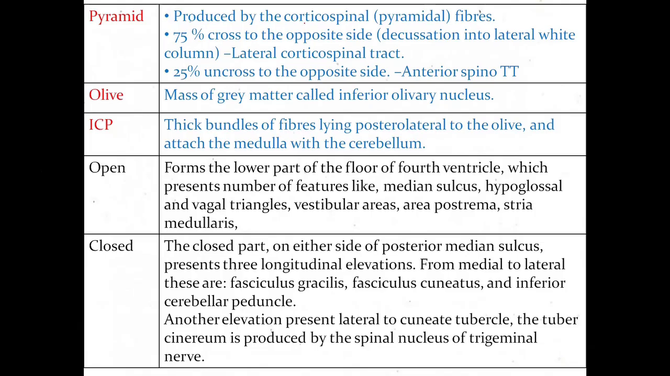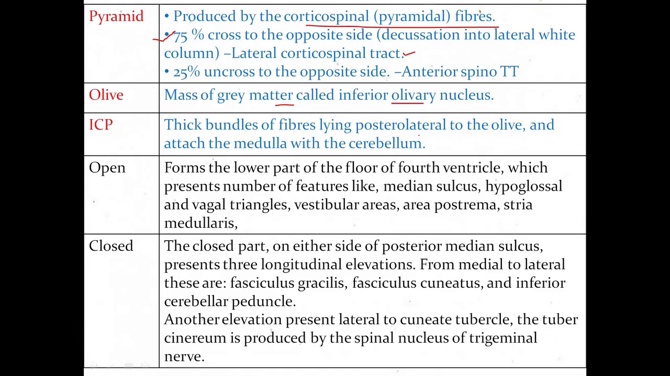The pyramid is produced by corticospinal pyramidal tract fibers. 75 percent are crossed, forming the lateral corticospinal tract, and 25 percent are uncrossed. These also cross in internal sections, which we will study as the pyramidal decussation. The olive is made up of a mass of gray matter called the inferior olivary nucleus. The inferior cerebellar peduncle is a thick bundle of fibers located on either side of the olive, which are in connection with the cerebellum.